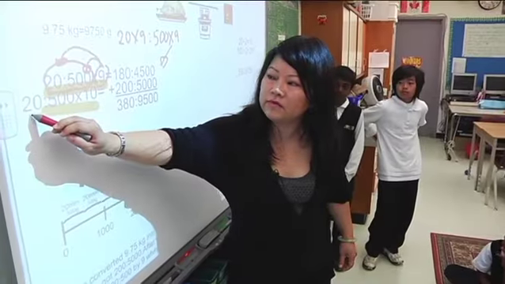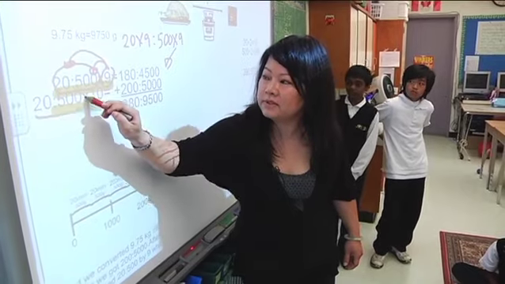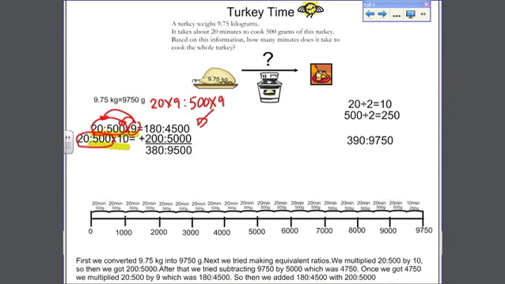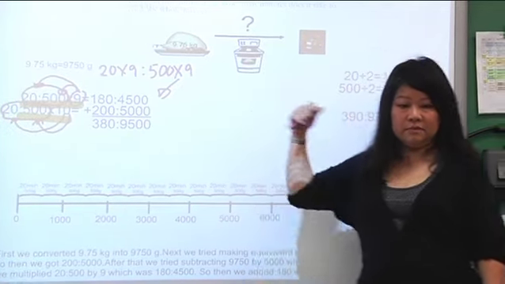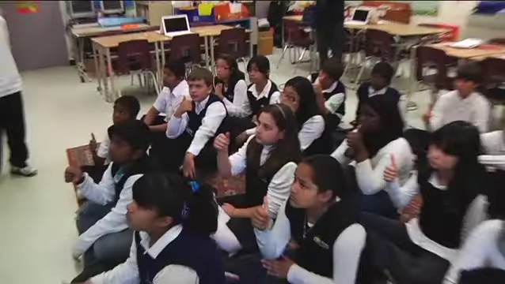Similar thing down here too, they've got 20 minutes and 500 grams. They're multiplying both terms. This is a rate. They're multiplying the first term by 10 and they're multiplying the second term by 10. That's how they got the 200 and 5,000. Do you guys, thumbs up? Do you guys understand where that comes from?